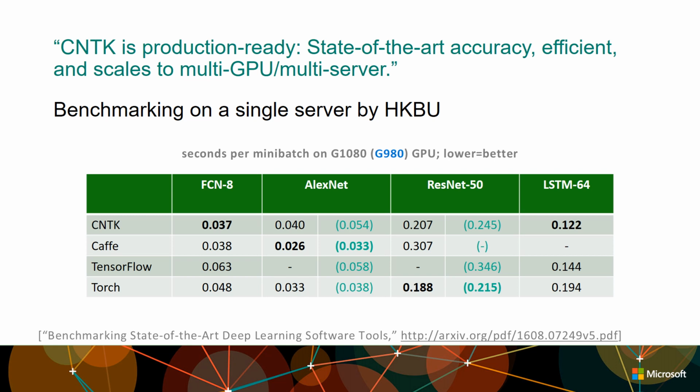In claiming CNTK is production ready with state-of-the-art accuracy, efficiency, and scalability with multi-server and multi-GPU support, here are some of the results from a benchmarking effort by researchers from Hong Kong University. In this effort, those researchers have benchmarked several deep learning toolkits against popular neural network models. You can see that fully connected networks and LSTM implementations in Cognitive Toolkit compared favorably against other well-established toolkits. For ResNet, CNTK performance is very close to Torch. More details can be found in the paper below.